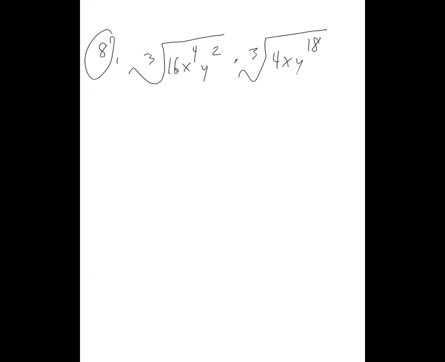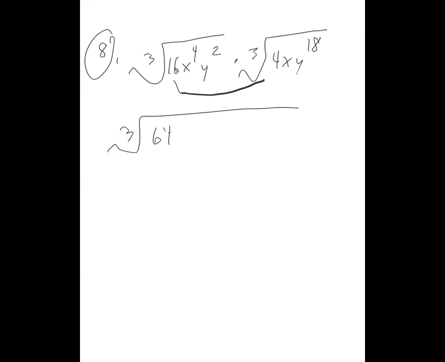Number 8. So they're both radicals. What kind of radicals are they? Cube root radicals or square root radicals? They're both cube root radicals. So that means they're like each other, so you can multiply together what's in them. So we would get 16 times 4, which is 64.